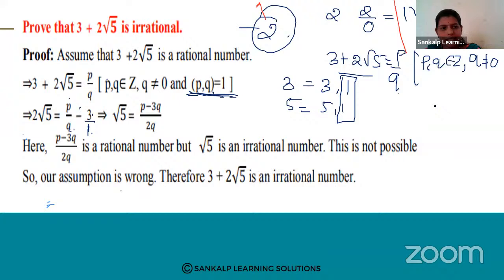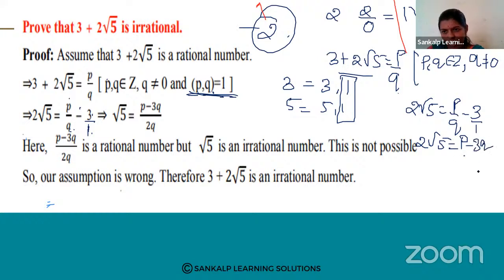Divided by Q. See, 2 root 5 is equal to P by Q minus 3. Okay. So, 2 root 5 is equal to P, nothing is there means 1. Do cross multiplication. P into 1 minus 3 into Q divided by Q. Next, transfer this 2 to this side. It becomes root 5 is equal to P minus 3Q divided by 2Q.